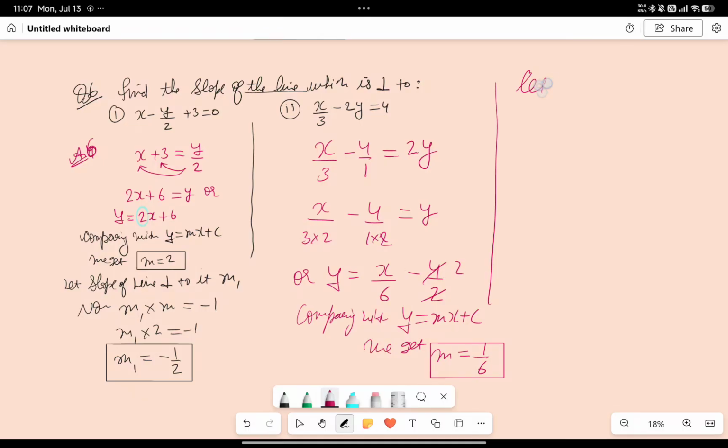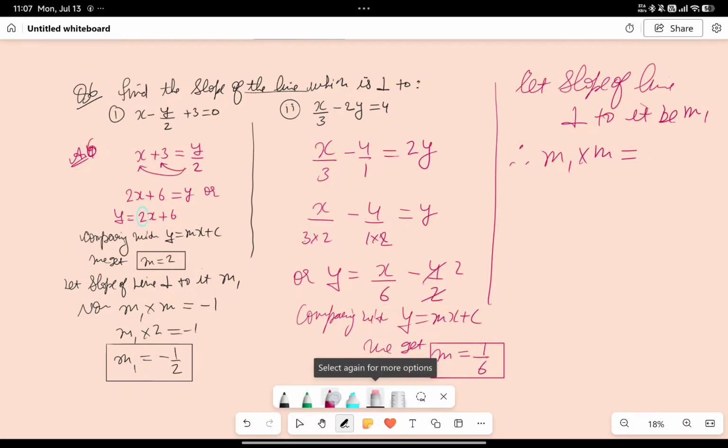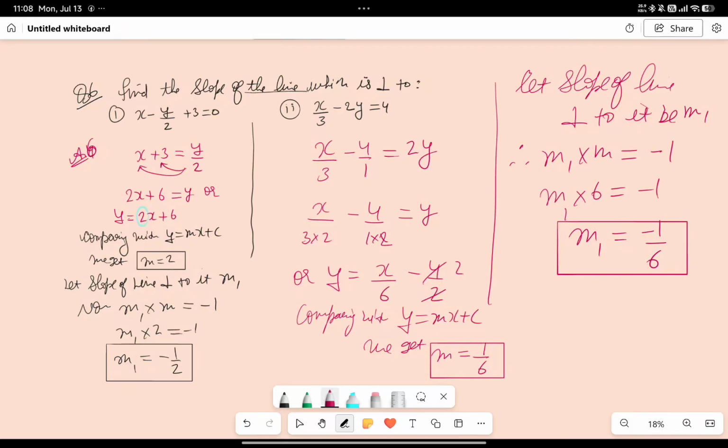Now let the slope of the line perpendicular to it be m1. Therefore, you know the formula, m1 into m, is equal to, oh sorry, it's minus 1, not 1 over 6. It's minus 1. Now, you know the value of m, that is 1 over 6. Now, m1 is minus 6. This is what your answer is about.